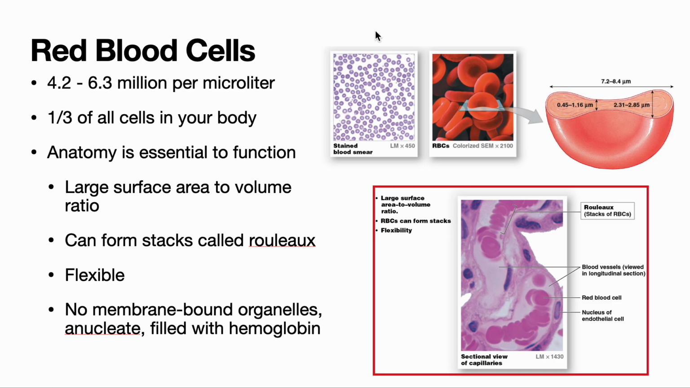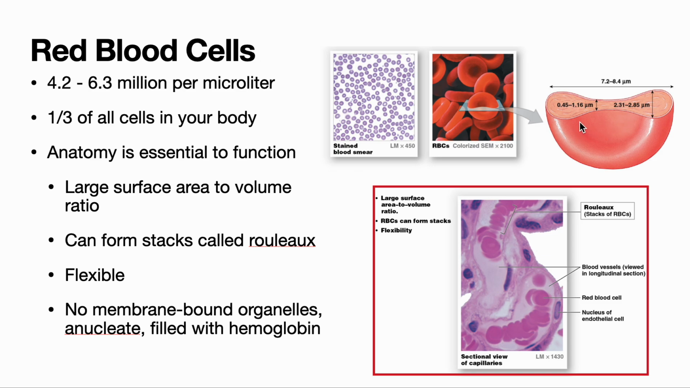All right, so let's go a little more into these red blood cells. This might look familiar. You saw something similar in lab when you were looking at a blood smear. The overwhelming cells that you see in a blood smear are the red blood cells. They have no nucleus. There are a lot of them, up to 6.3 million per microliter. They are about a third of all of the cells in your body. And they have a very unique structure or anatomy that is perfect for their function. They have a very large surface area to volume ratio. In other words, their volume is small relative to how large their surface area is.